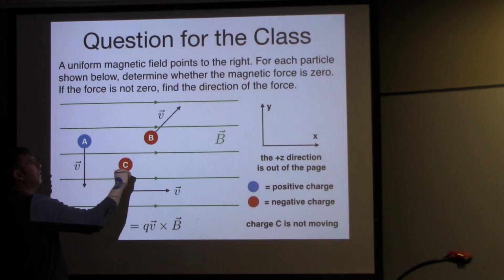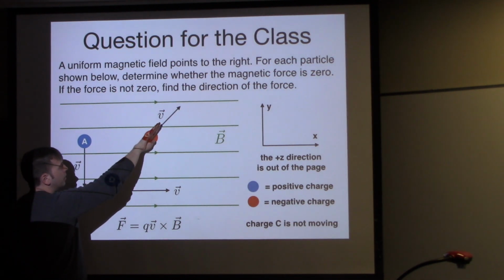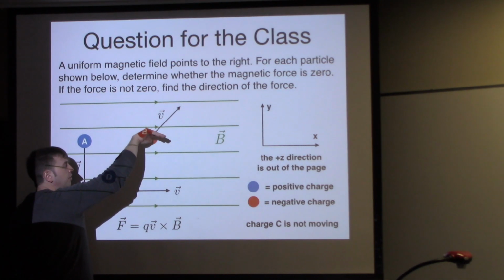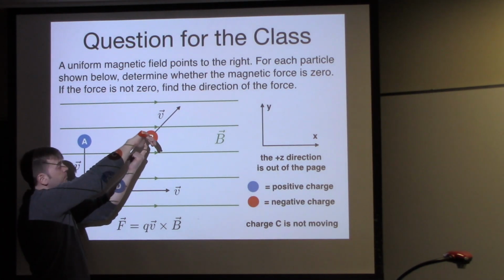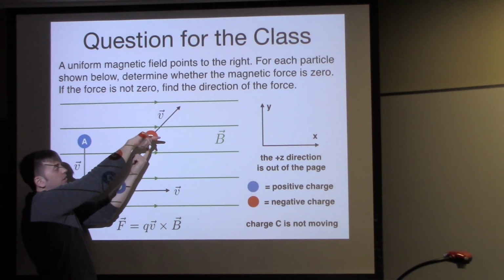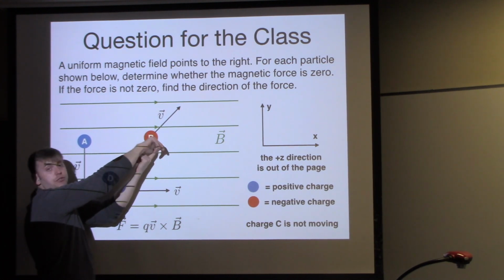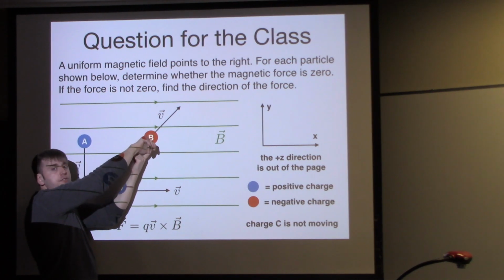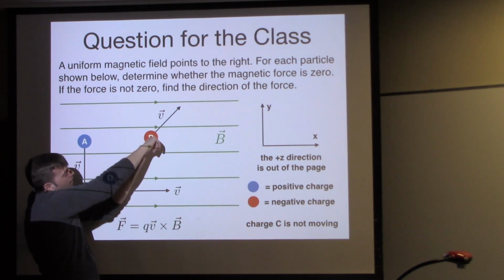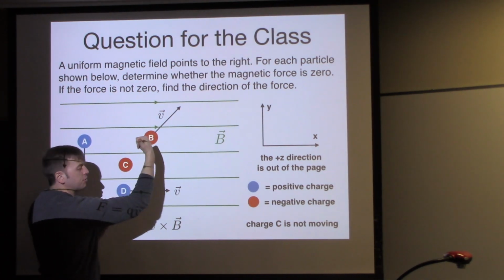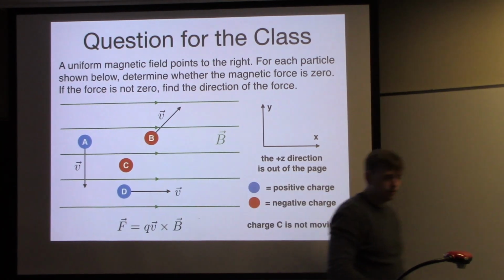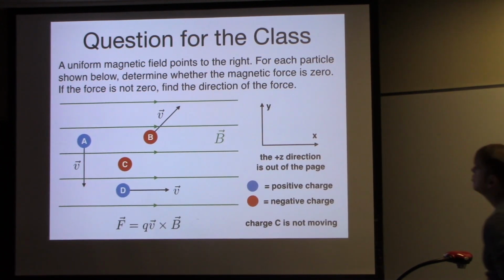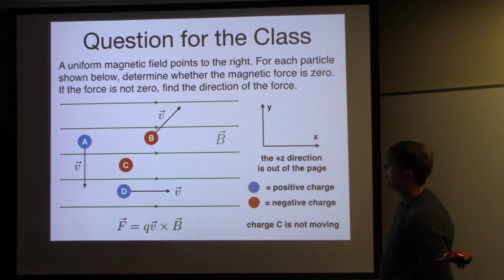Okay, so I'll take my fingers and point them in the direction of the velocity, and then I'll curl them in the direction of the B field, and now my thumb is going into the page. But here's the thing, this is a negative charge. If it were a positive charge, the force would be going into the page, but since it's negative, I have to flip that around. The force is actually going out of the page. So for both A and B, the force is going out of the page or in the positive z direction.